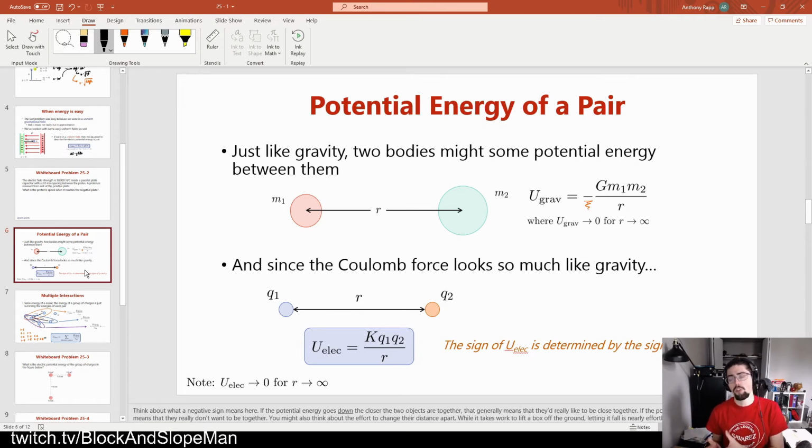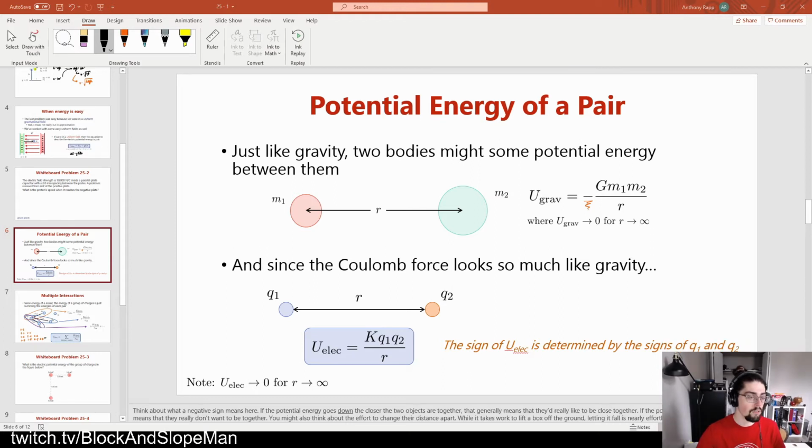Particles and objects are generally going to trend to being in the lowest energy state in the universe. It's why things don't just randomly glow, right? They want to sit at the lowest energy state at all times. By the sign of Q1 and Q2, we'll get to that in a second here.